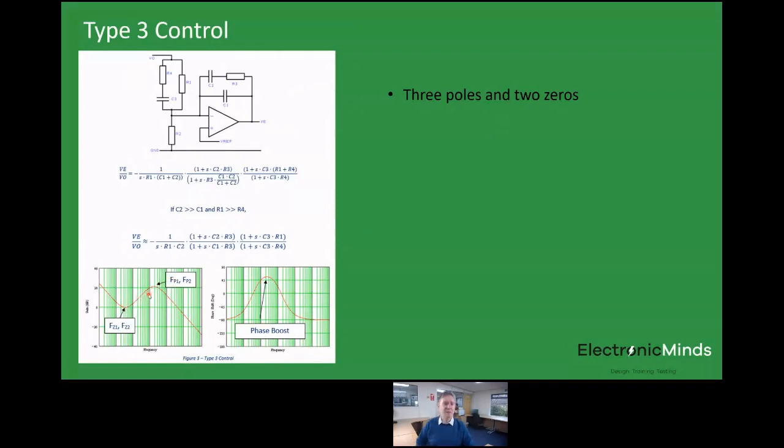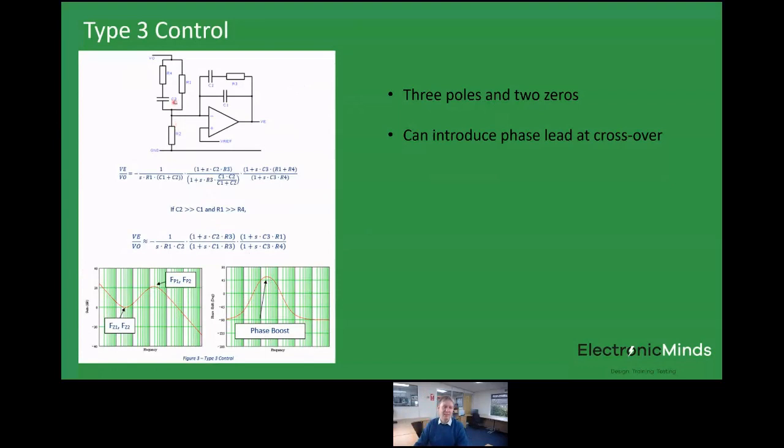The benefit of type 3 control is we can actually introduce some phase lead at crossover. So remember, with type 1 control, you always have 90 degrees phase lag, essentially, through your compensator. With type 2 control, you can get that almost to 0 degrees. And with type 3 control, you can actually introduce some phase lead into the system.